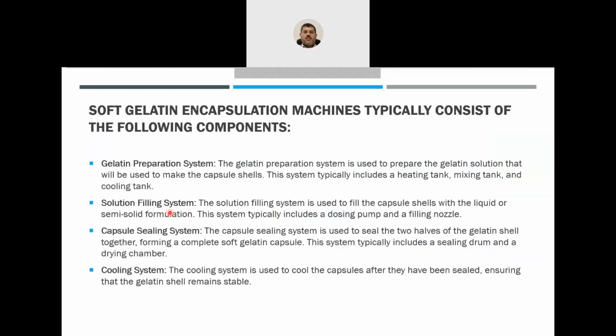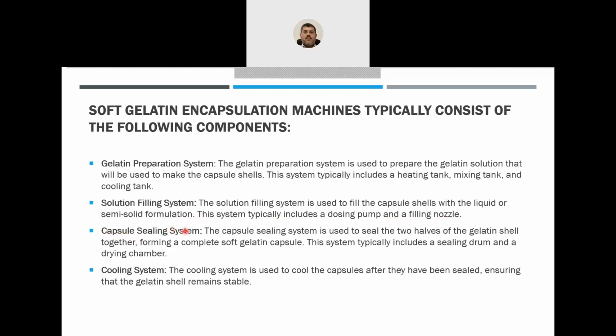So it is composed of a gelatin preparation system, which is used to prepare the gelatin solution that will be used to make the capsule shells. So gelatin powder is fed and converted into solution used to make the gelatin capsule shells. The system typically includes a heating tank, mixing tank, and cooling tank. And then the solution filling system. This one is used to fill the capsule shells with the liquid or semi-solid formulation that contains the active ingredients. This system typically includes a dosing pump and a filling nozzle.